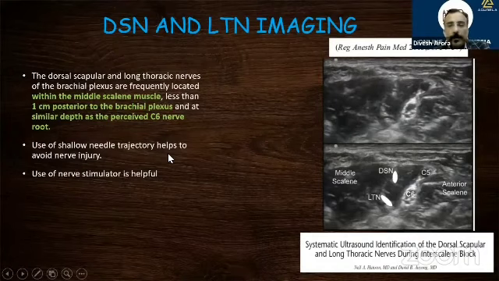So the certain tips which have been cited in the literature is to use a shallow needle trajectory. Instead of getting from here, if you come from this place, you will use a shallow needle trajectory and you will not come in between both these nerves. And use of a nerve stimulator is helpful.